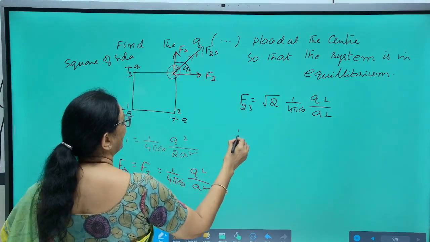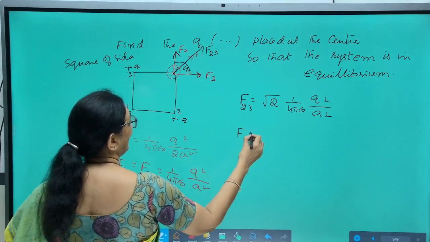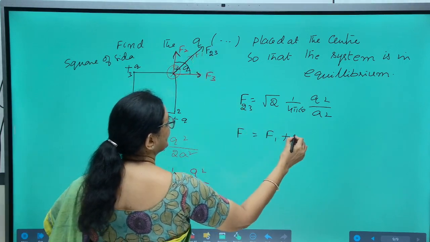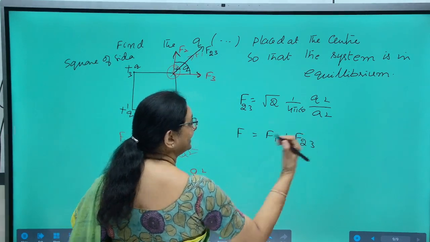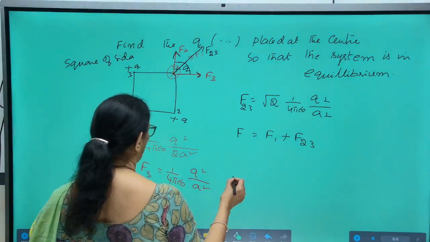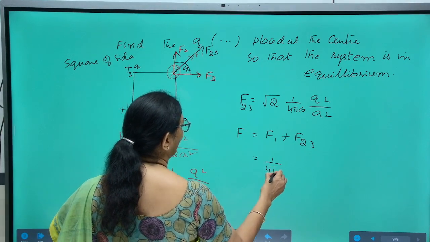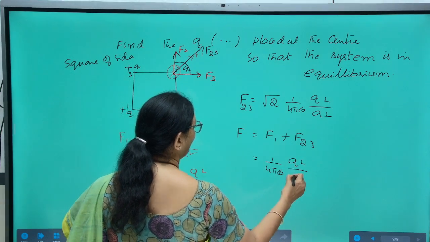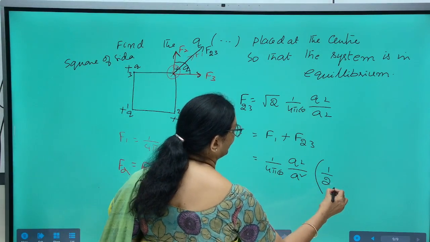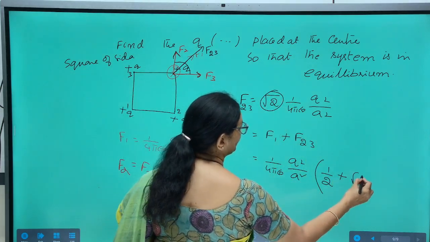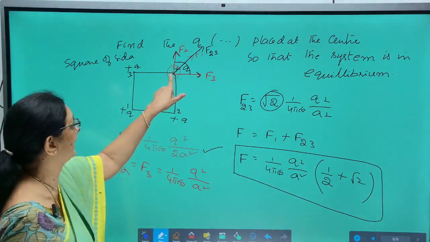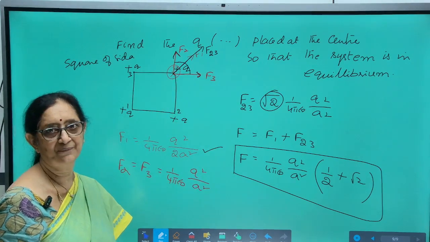So, the net force on this charge becomes F1 plus the resultant of these two, which is along the same line. When two forces are in the same direction, the net force is the sum of their magnitudes. We can take 1 by 4 pi epsilon naught q squared by a squared as a common factor: F1 gives 1 by 2, F23 gives root 2. So, the net force on the charge placed at this corner is that much.